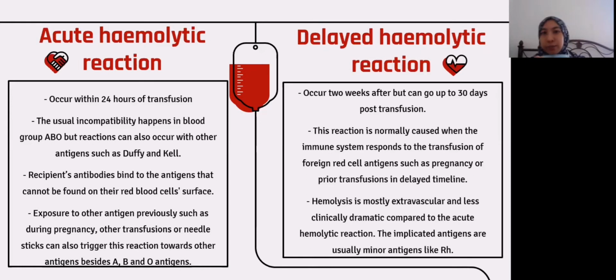For the delayed hemolytic reaction, it occurs 2 weeks after the transfusion, but it can also go up to 30 days post-transfusion. This reaction is normally caused when the immune system responds to the transfusion of foreign red cell antigens, such as from pregnancy or prior transfusions, in a delayed timeline. Hemolysis is mostly extravascular for delayed reactions and less clinically dramatic compared to the acute hemolytic reaction. The implicated antigens are usually minor antigens like the rhesus antigens.